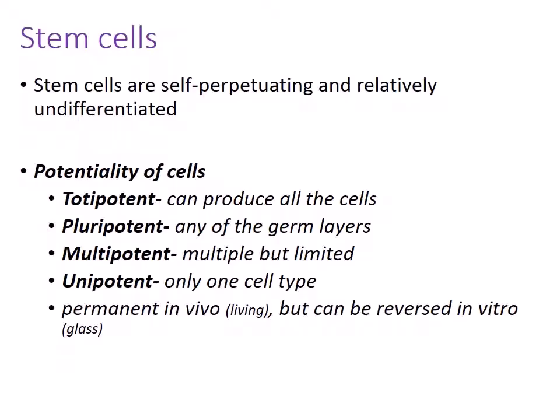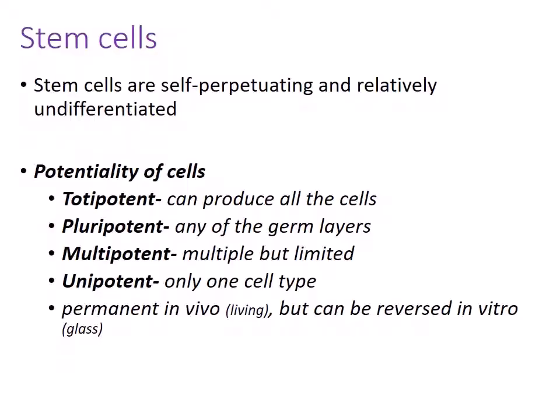So that brings us to stem cells. Stem cells are self-perpetuating and relatively undifferentiated, although there's different potentiality of cells. A totipotent cell can produce all of the cell types in an organism. A pluripotent cell can produce any of the germ layers in an organism. What I mean by germ layers is that there are either 3 germ layers or 2, depending on what kind of organism you are. So we have endoderm, ectoderm, and mesoderm in the middle, but some animals only have an endoderm and an ectoderm. Then a multipotent cell can produce many cell types, but it's limited, and then unipotent, uni is 1, right? So unipotent cells can make only one kind of cell.